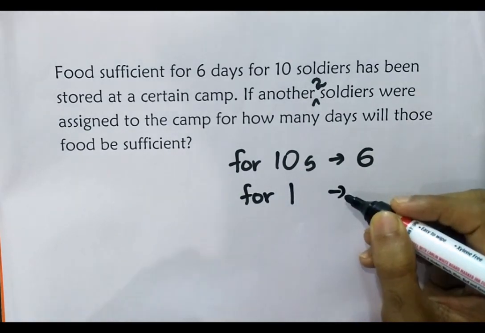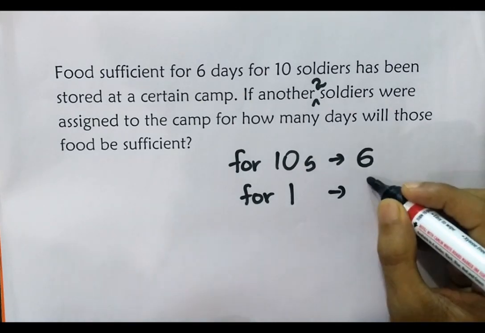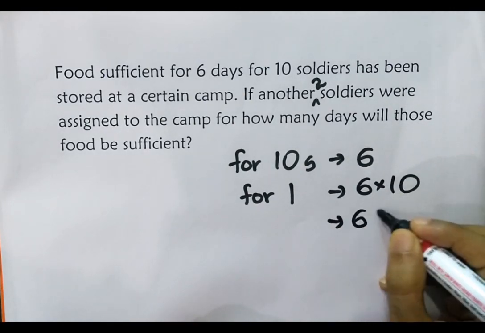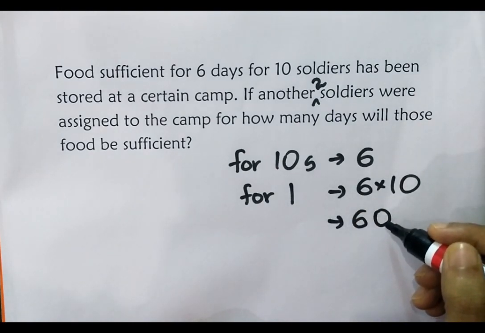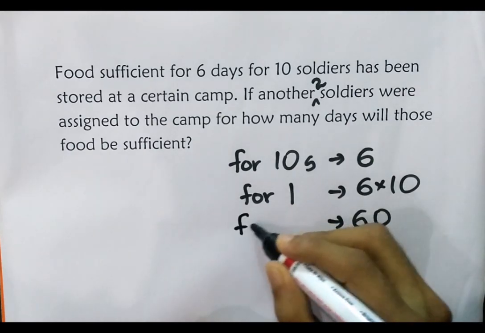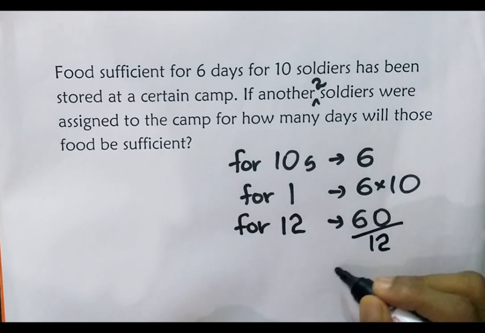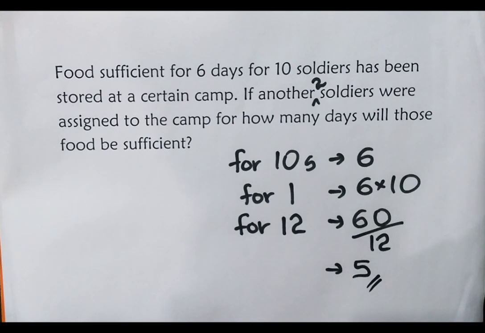For 1 soldier, this is related to inverse proportion, so the number of days will increase. That means we have to multiply. So 6 tens are 60. So for 1 soldier, it's sufficient for 60 days, right? Then they have added 2 more soldiers, meaning in total 12 soldiers. Now to calculate for 12 soldiers, what we have to do? Yes, we have to divide these days by 12. So 60 divided by 12, the answer is 5. So you have to use statements for this.